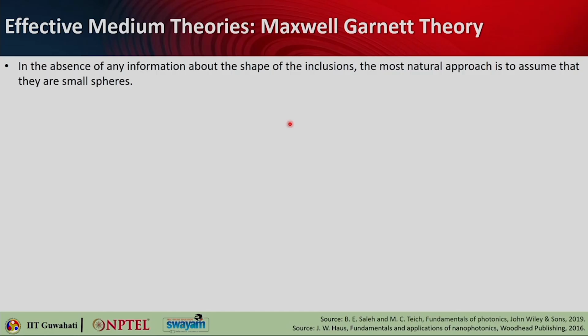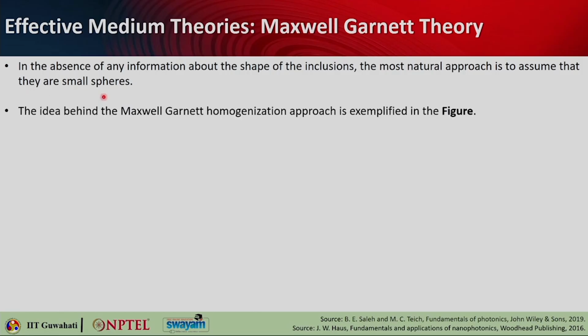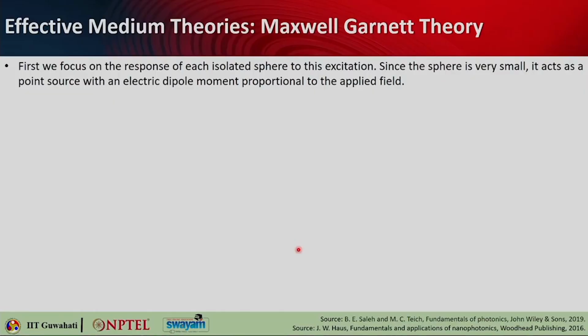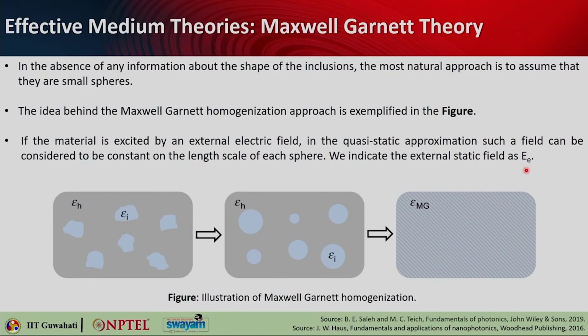In case you do not have information about the shape of the inclusion, okay, so the shape can be any arbitrary shape, the natural approach would be to assume each of those as very tiny spheres, okay, and that is how Maxwell-Garnett homogenization works. You can consider each of these inclusions as spheres of different size, and if the material is excited by an external electric field, then in the quasi-static approximation the field on each of these tiny spheres will be static, and that is why it is called quasi-static approximation, right. And we are considering the external field to be E_E, okay, that is the notation we are using here.